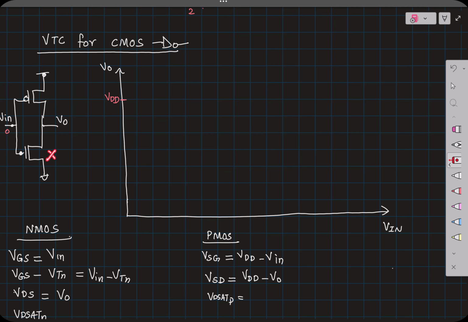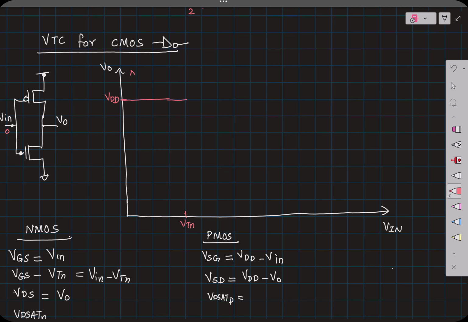there is no path for the current from here to here. The NMOS transistor is off. There is only a path for current from here to here. Right? Which means this node will get pulled to VDD. Your pull-up network is in full action. It will pull up this V0 to VDD. Right? This is true till your NMOS transistor turns on. So till this voltage reaches VTN, your output will remain at VDD.